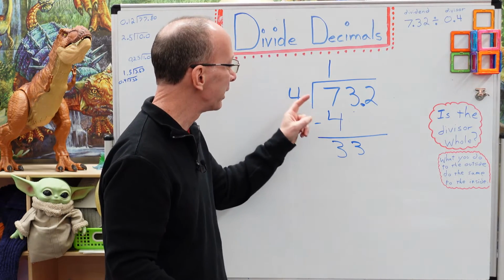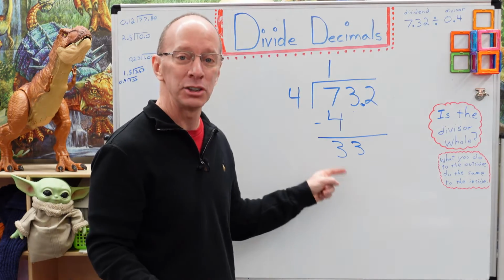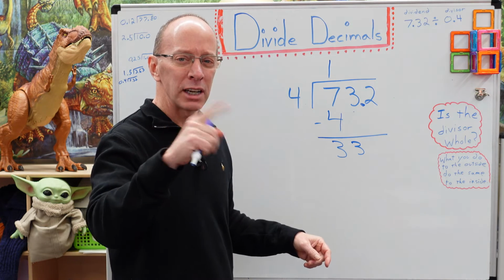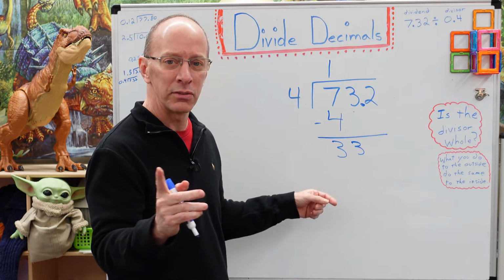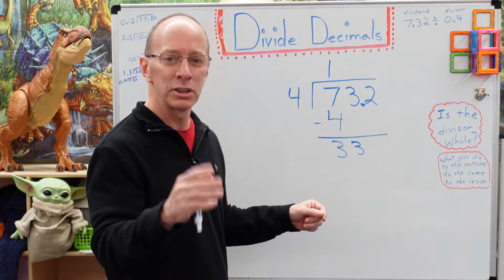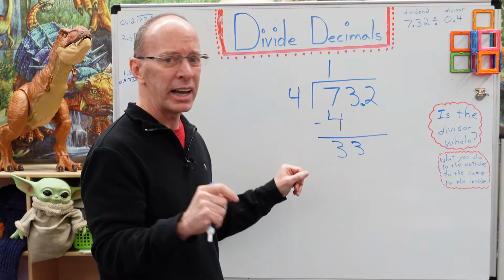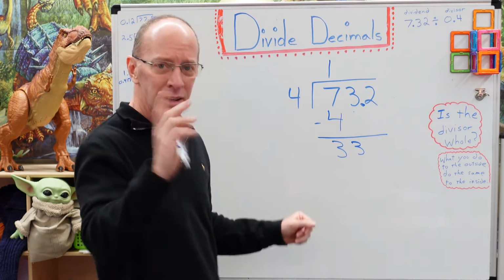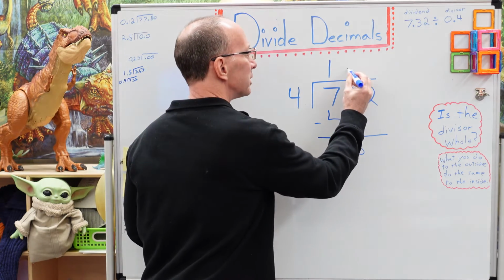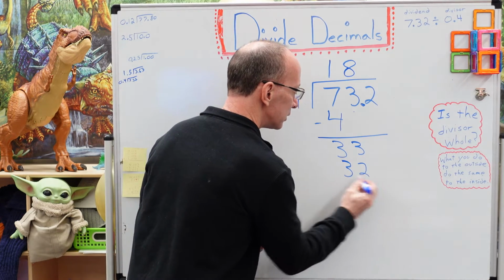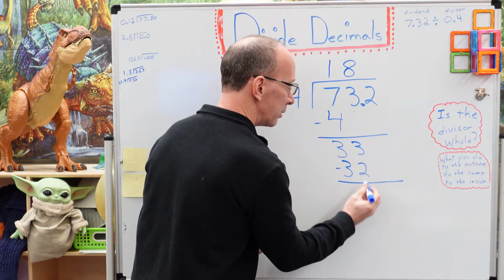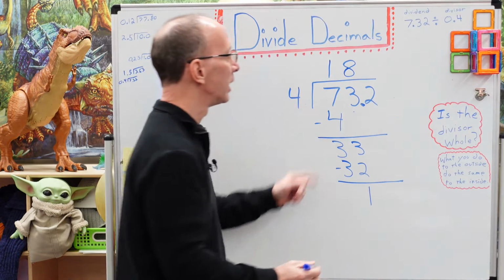Okay, how many times can I put 4 into 33? You see, 5 times 4 is 20. 6 times 4 is 24. 7 times 4 is 28. Oh, we're getting there. 8 times 4, 32. I'm going to stick with that one right here. 8 times 4, 32. Subtract. 3 minus 2 is 1.